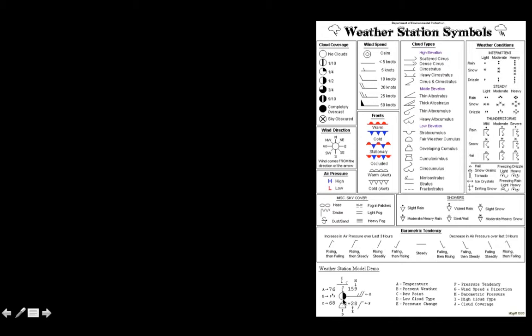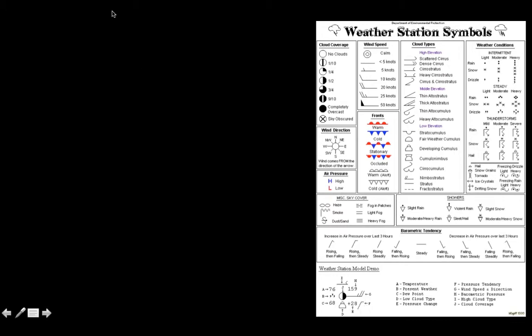So here you have your cloud coverage, and you can see that this one is half of the sky is covered with clouds. We have our wind speed, which in this case is 25 knots, and the arrow points in the direction it's coming from, so it's coming from the east, traveling west. We have the temperature in this chart here at 76 degrees, and there is a moderate drizzle in the sky coming down from some developing cumulus clouds. And yes, our barometric pressure has been rising and then stayed off.